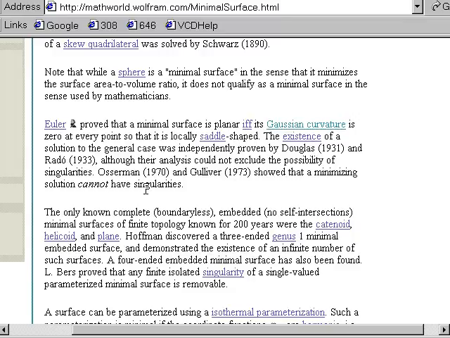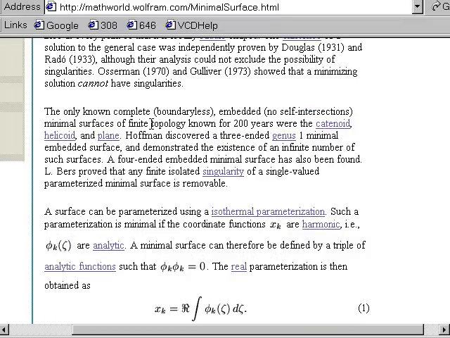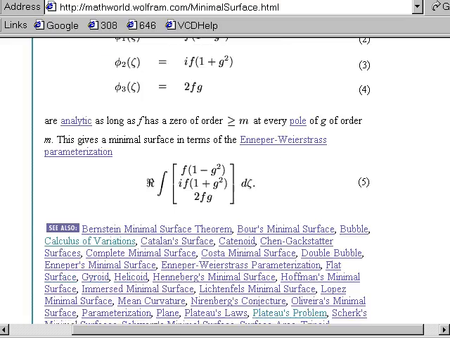Now, whether the surfaces have singularities or not, that means kind of cusps or corners, was not known. And then later on they showed that you could not have a minimal surface with a singularity. And then this is an interesting paragraph. The only known boundaryless, that means there's no wires, it's just an infinite, boundaryless surface containing no self-intersections, the bubbles don't cross each other, of finite topology was the catenoid, helicoid, and the plane. And then recently they discovered another one which is much more complex. So it talks a little bit about those.